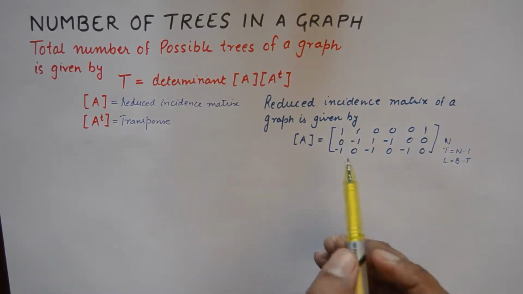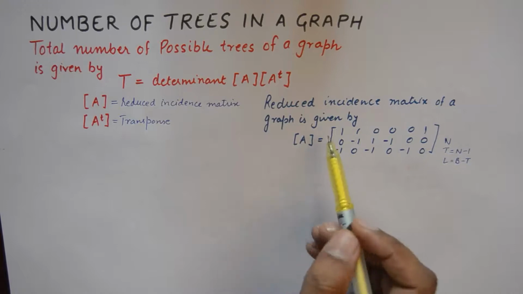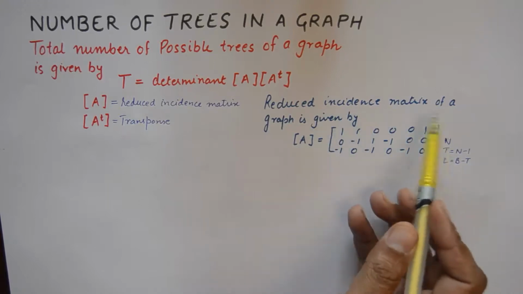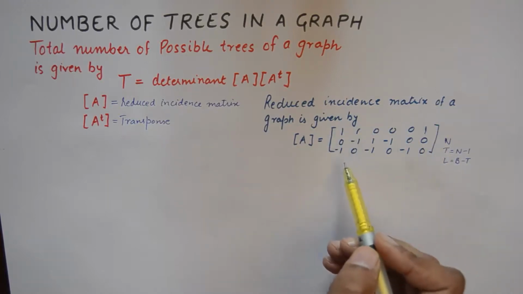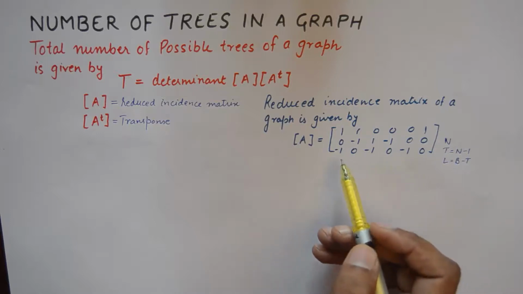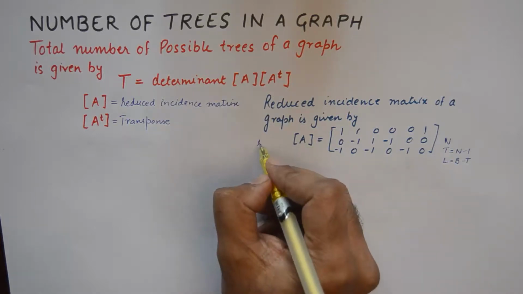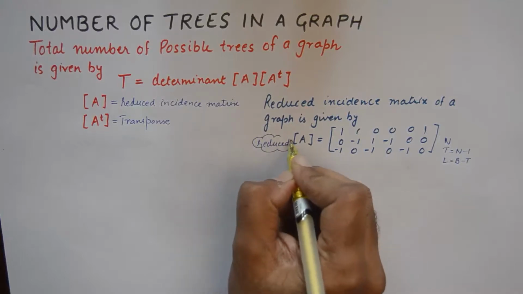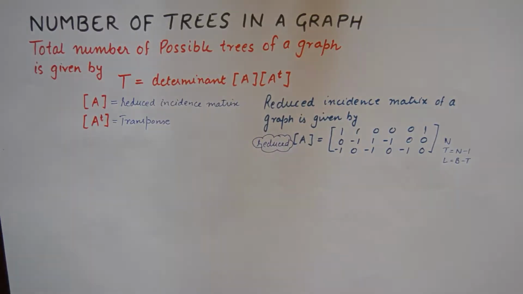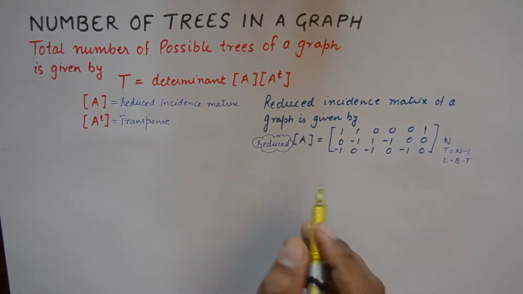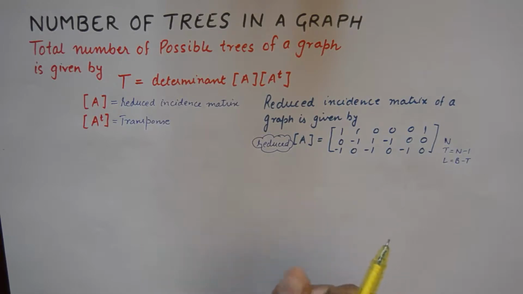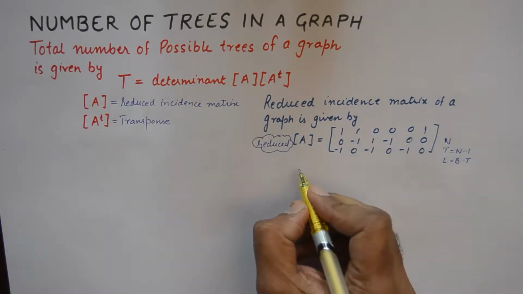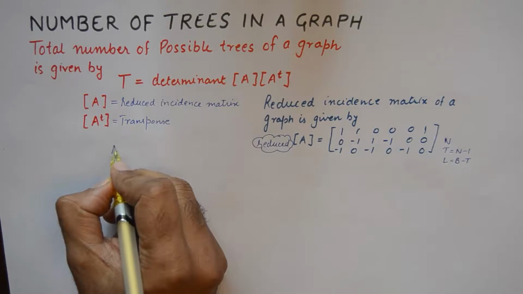For example, if you were given the reduced incidence matrix of a graph over here, so this is already a reduced incidence matrix. Please understand, one row is already eliminated from this matrix. So we need to find the number of possible trees. In the first step, we'll find AT.